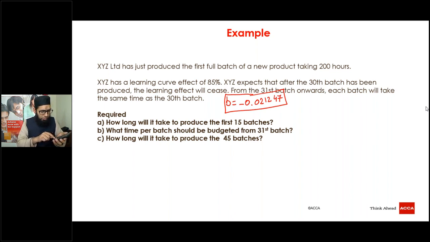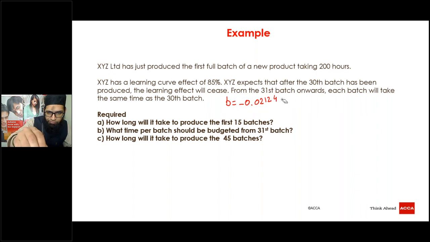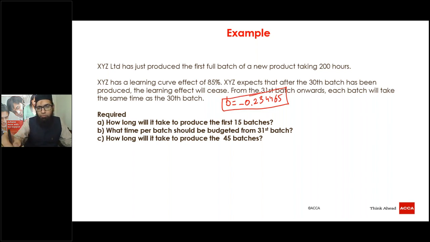Let me calculate it again. Log 85% divided by log 2. Yes, you are correct. Thank you, Abed. It is minus 0.234465. I must have written a wrong value. Okay? So this will be the value that will be provided in the exam.